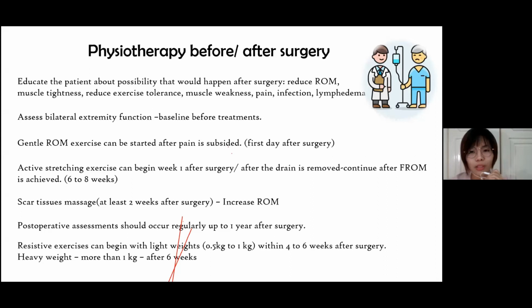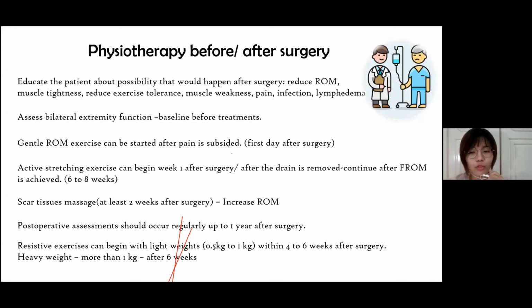So it is possible to have reduced shoulder range of motion, tightness of the pec major, and reduced exercise tolerance, of course, because once the anesthesia comes in, it will paralyze your diaphragm and your lung function and heart function will decline. Also reduced lung capacity, muscle weakness, your back muscle will become weak, pain of the wound, and a tendency to have infection.